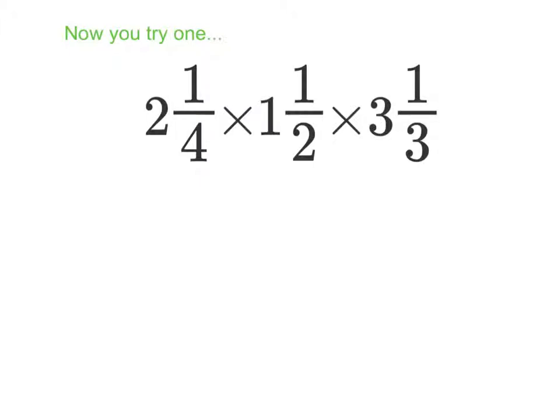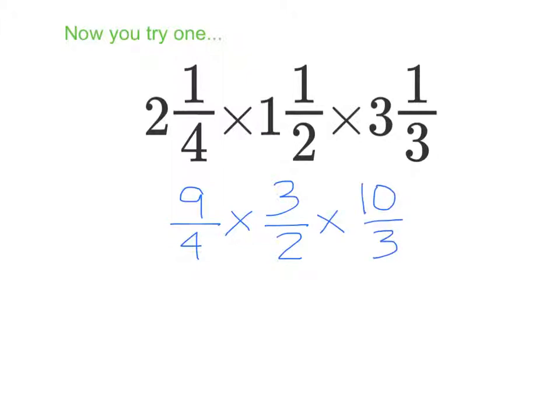Alright, your first fraction changed to 9 over 4. The second fraction changed to 3 over 2. And the third to 10 over 3. There were some things that canceled. The 3's canceled, leaving 1's. 2 canceled with the 10, leaving 5. And now we multiply. 9 times 5 is 45, and 4 times 1 is 4.